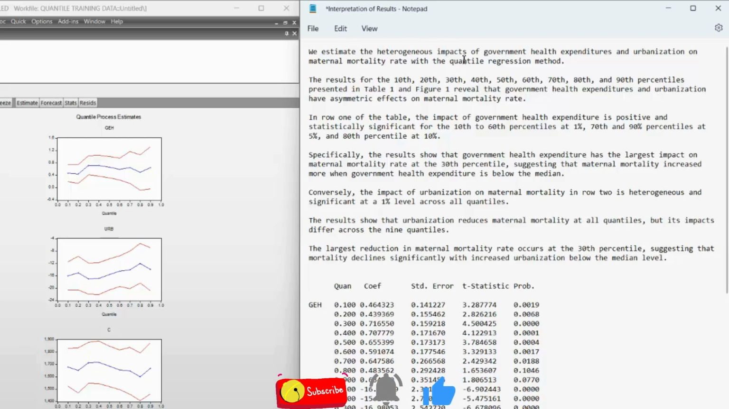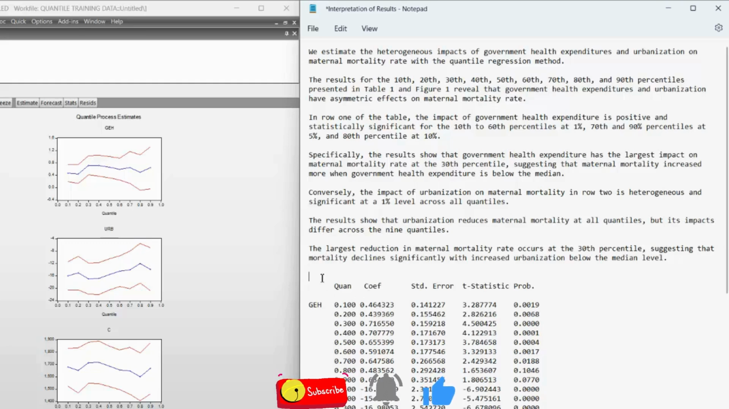Of course, you can do this in your methodology. Once you indicate the method in your methodology, under discussion you don't need that. But here we don't have a methodology, that's why I decided to indicate the method of analysis. So the next sentence says the results for the 10th, 20th, 30th, 40th, 50th, 60th, 70th, 80th, and 90th percentiles are presented in table 1.